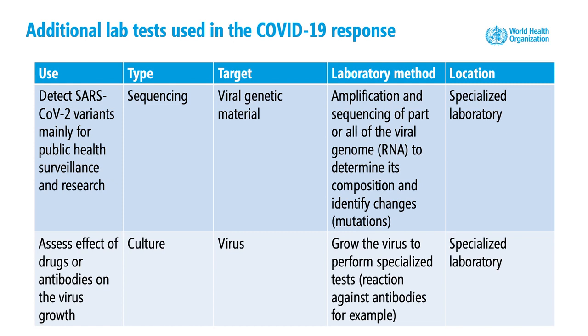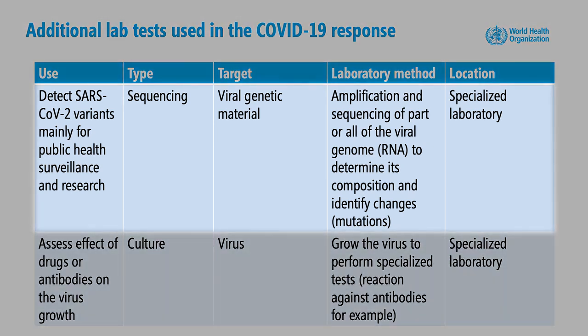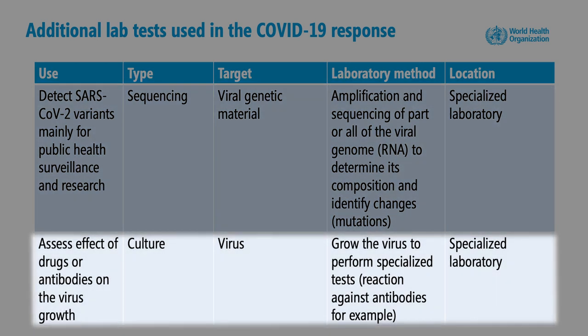There are additional lab tests being used in the COVID-19 public health response. This includes sequencing and culture. Sequencing first. Sequencing allows us to detect SARS-CoV-2 variants by identifying mutations or changes in the composition of the viral genome. It is mainly used for public health surveillance and research. Then we also have culture. Culture allows us to assess the effect of drugs or antibodies on virus growth. Both these tests must be done in specialized laboratories.